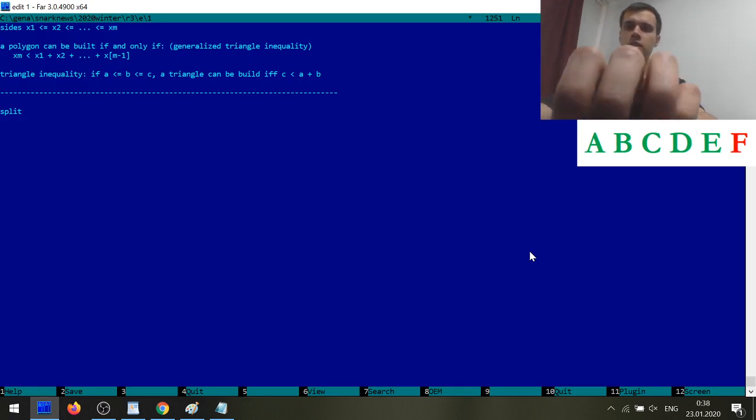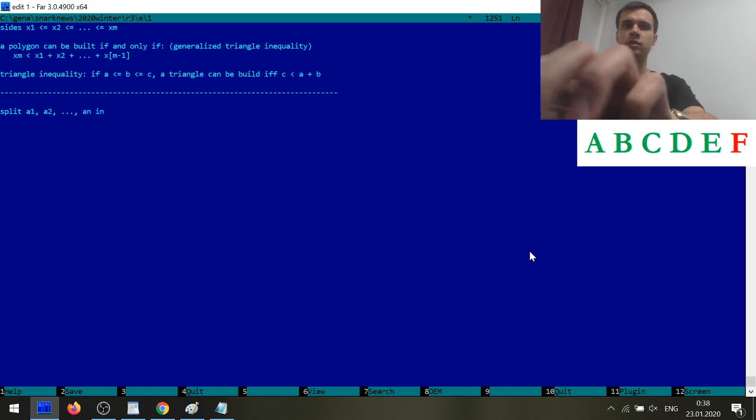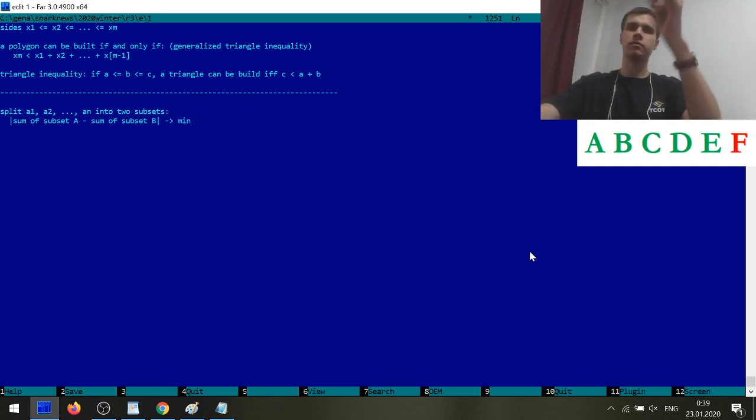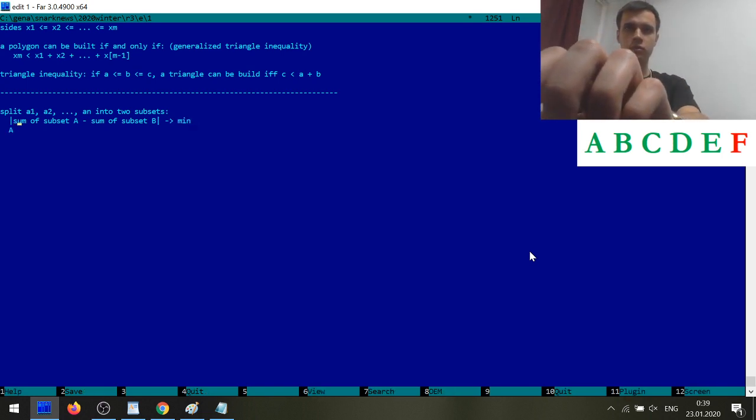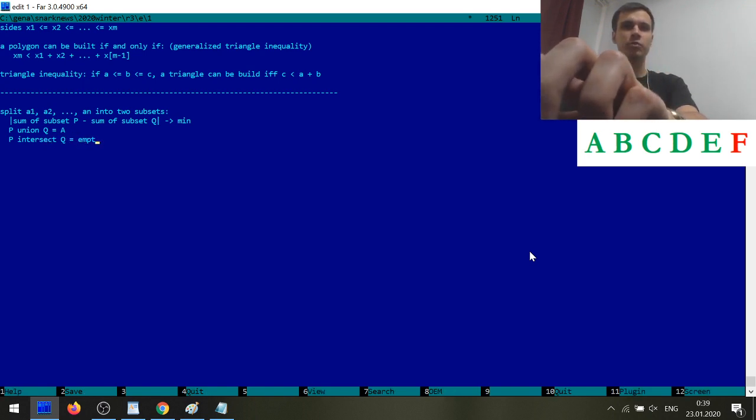And okay, so let's split A1, A2, up to AN into two subsets so that the modular difference of the sums of the subsets is minimized. Okay? And also, well, let's call this subset P and subset Q, and then P union Q is equal to A, and P intersect Q is empty.